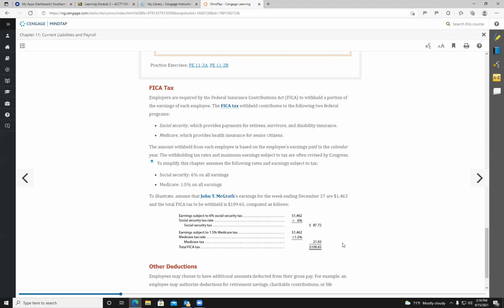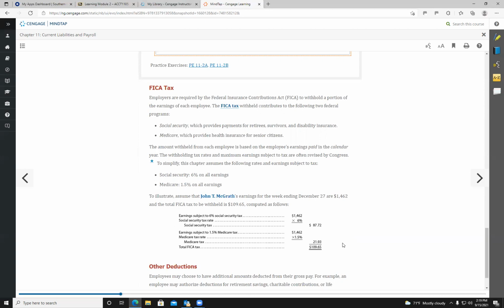Well, here's FICA. FICA is your Federal Insurance Contribution Act. It withholds a portion of earnings for each employee, and it goes towards Social Security and Medicare. Okay, so it's kind of like a federally mandated enforced retirement savings plan.